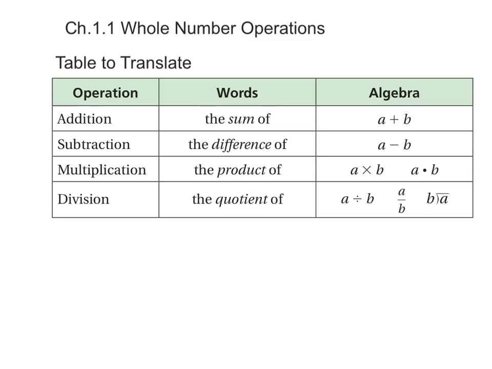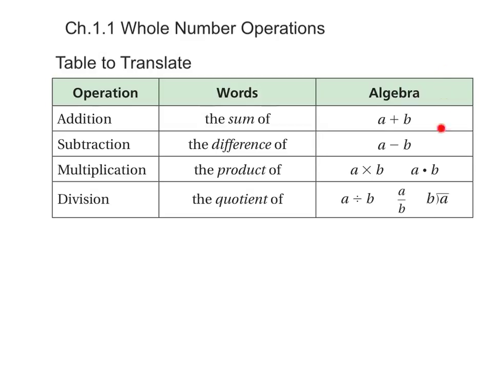First thing we have is a table with some operations. You can see the operations down this left-hand column. We have addition, subtraction, multiplication, and division. Then we have some translation words in the middle. These by no means are the only ones. We have the sum, the difference, the product, the quotient. You guys might also recognize plus, minus, less than, more than. For quotient, it could say divided by. For product, it could say multiplied by. So keep those things in mind.